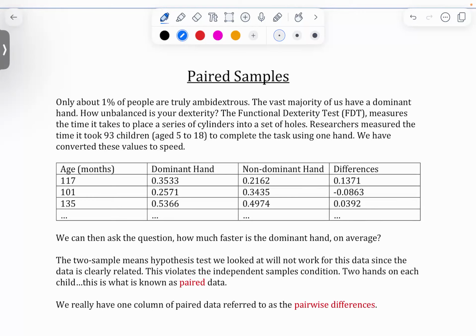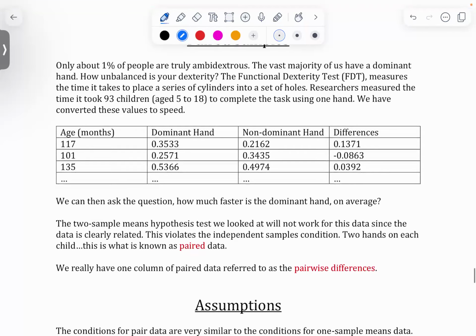The functional dexterity test, or the FDT, measures the time it takes to place a series of cylinders into a set of holes. Researchers measured the time it took 93 children aged 5 to 18 to complete the task using one hand. We have converted these values to speeds. We can then ask, how much faster is the dominant hand on average? So a couple of notes here.